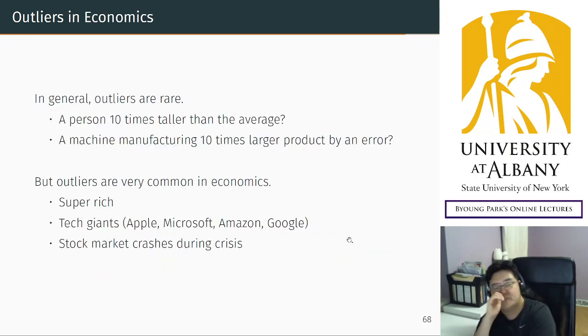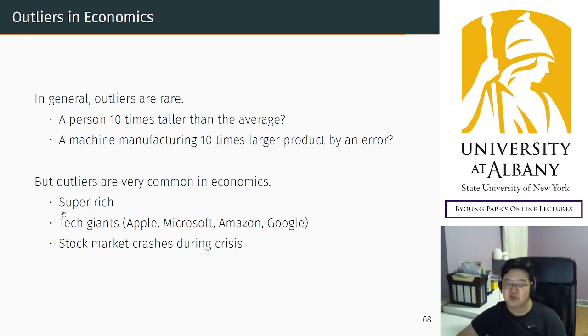And this is particularly a problem in economics, as I said earlier. In general, like natural sciences, outliers are rare. Say you never see a person 10 times taller than the average, right? Or say I have a cell phone here, but you never see a cell phone 10 times larger or 10 times heavier than what it has to be. So this kind of error does not happen in reality in natural science. However, in economics, it does happen.